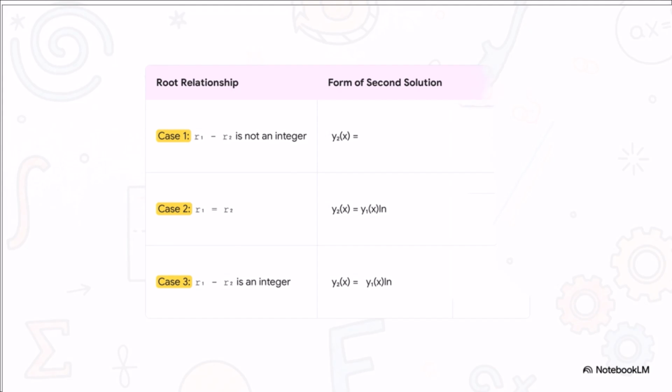You just get two nice standard Frobenius solutions. But look at case 2. If the roots are identical, the math forces a weird logarithm term to just appear in the second solution. Same thing for case 3. If they differ by an integer, that logarithm might show up again. So those initial roots, they don't just give us a starting point. They literally predict the entire shape of our final answer.